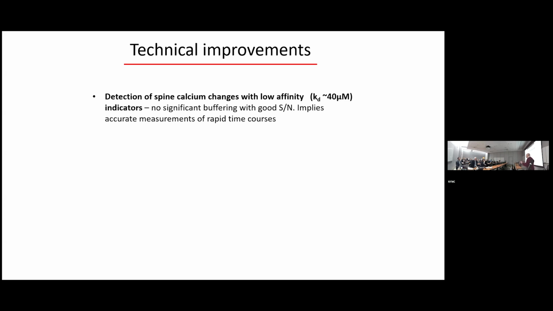Okay, so in order to avoid that buffering, we use less sensitive calcium indicators with about 100 times less sensitivity. We still can detect it, but because it's 100 times less sensitive, it doesn't distort the time course of the calcium change. And that's what we're interested in. We're not just interested in detecting the calcium change. That's been known for a long time. We're interested in measuring its dynamics accurately.